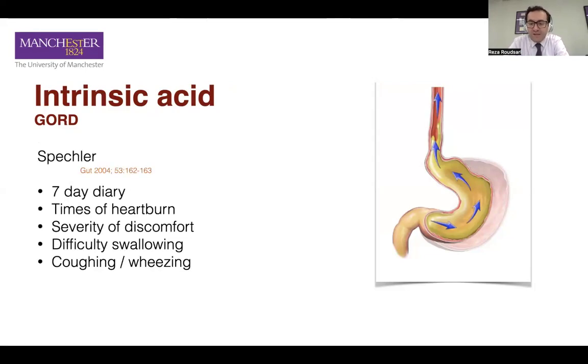Now, in the same way that you give a patient a diet sheet, if patients go to the doctor to investigate their acid reflux, they can be given a 7-day diary, which is known as the SPECULAR diary. The patient is asked to write down the time when they get heartburn, how bad it is in terms of severity, whether it ever comes with difficulty swallowing, and also whether it causes any coughing or wheezing.